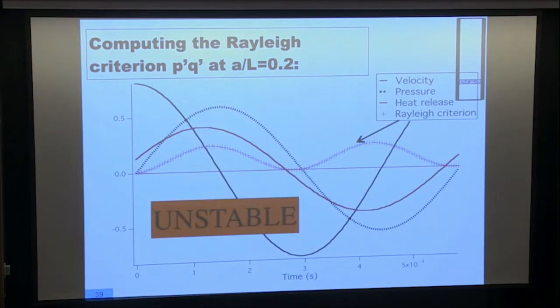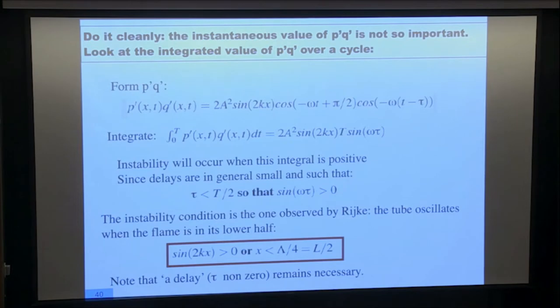Okay? You can actually do that in a more general way. You can just compute P prime Q prime as a function of A, and this is what you obtain: 2A squared sine 2kx T sine omega tau. And in general, sine omega tau is positive, so we see that the criterion of instability is that sine 2kx must be more than zero, and that means that x must be less than L over 2, which is what we observe experimentally. You take this tube, the flame should be in the lower half. If you put it in the top half, there will be no instability.